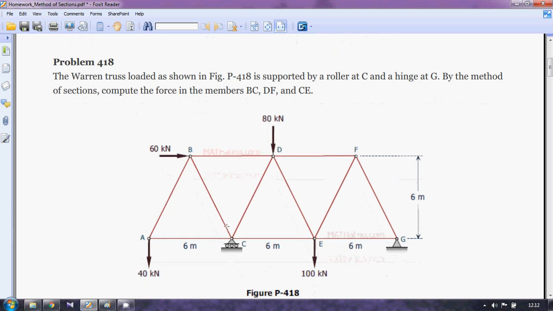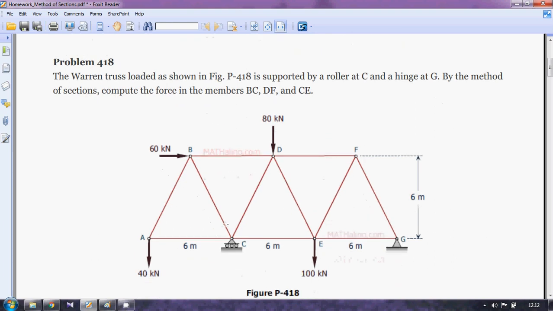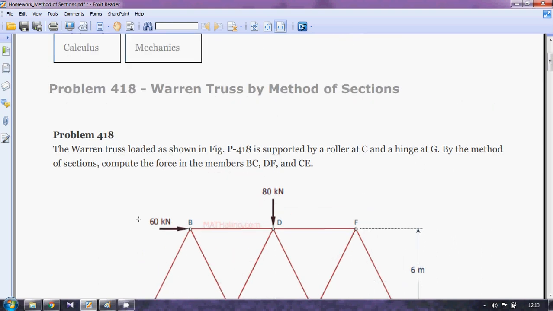Please take note that you will get a problem in your exam from method of sections. So I would like to recommend that all of the students please concentrate on today's lecture, because I will try to show at least two trusses by solving and explaining the basic features of method of sections.